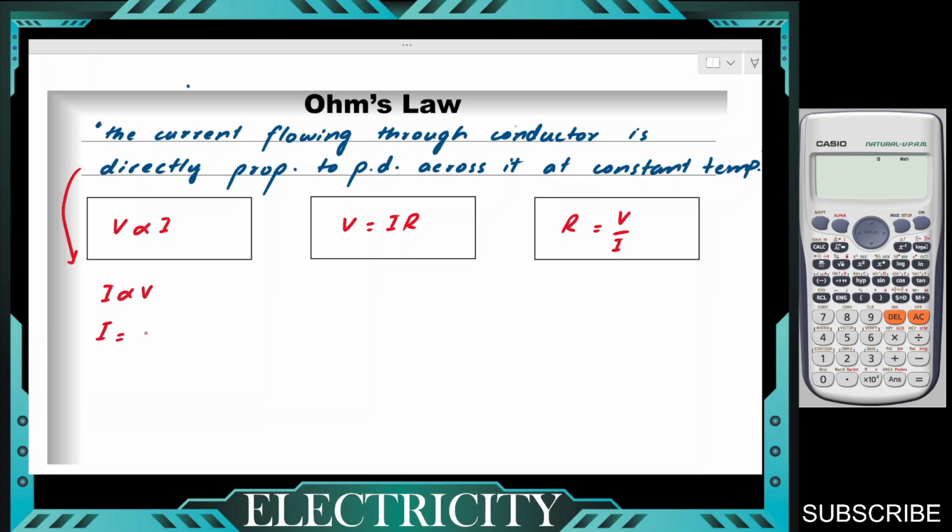I equals a constant times voltage. Let me write a constant here, times V. So it appears I equals the product of voltage and a constant. But what we use is this expression, V equals the product of the current and the constant, which is the resistance. So in this expression, the actual constant was conductance.